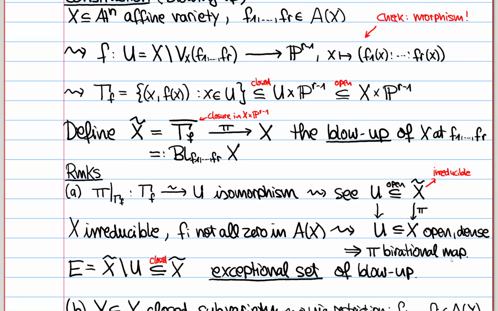And then one final piece of notation is, so we talked about U a lot, but then another interesting locus is the complement of U inside x tilde. This sometimes is called E, and it's called the exceptional set of the blow-up. So this is a set where this map pi possibly is not an isomorphism, but it could do something interesting there.